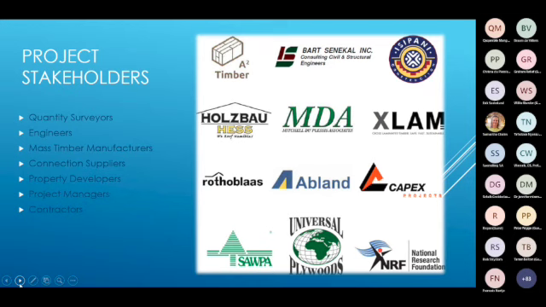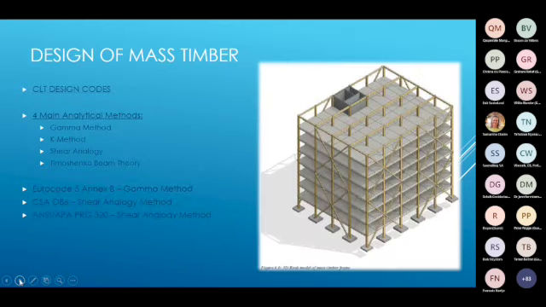So to get on to the design of the building, which is what the brunt of the research was actually about. There on the right you can see the 8-story commercial mass timber building with a glulam beam column frame and single spanning CLT floor system.